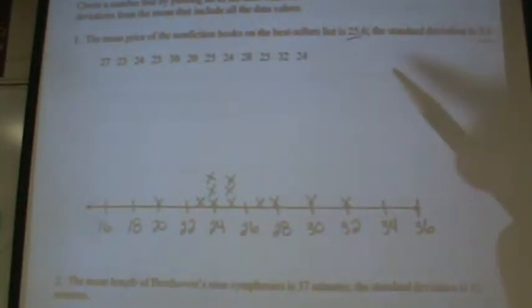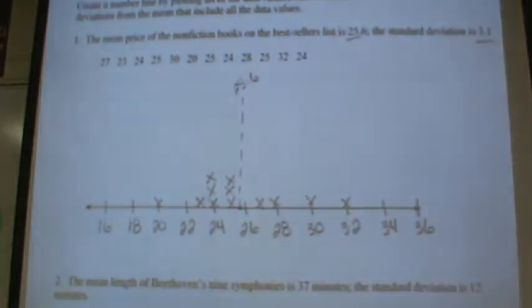Now to find the standard deviations that it takes to include all of those values, we're going to use our mean and the standard deviation that they found for us. So we want to plot our mean, which is at 25.6. So that's going to be in between the 25s where we have our 25s plotted and our 26. And we put a dotted line there just so we can see it a little better. So we know that this is 25.6. That was our mean.